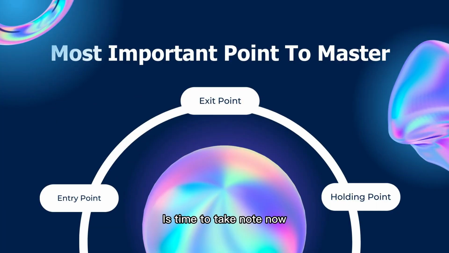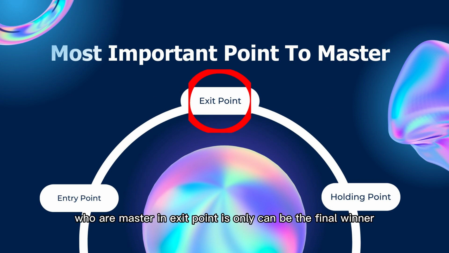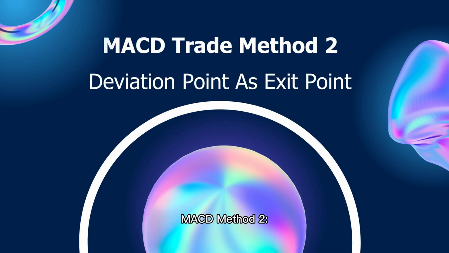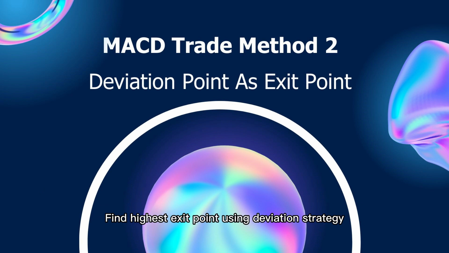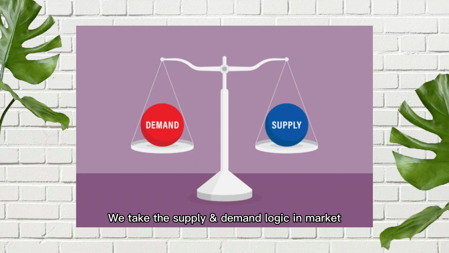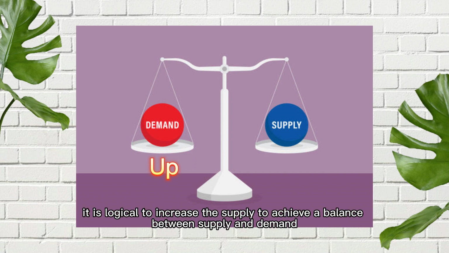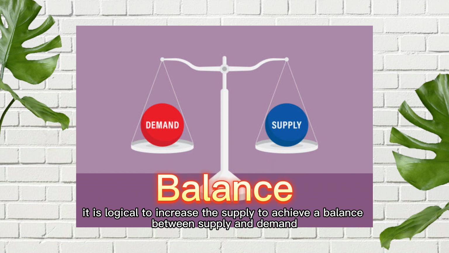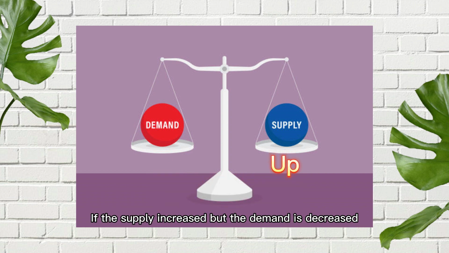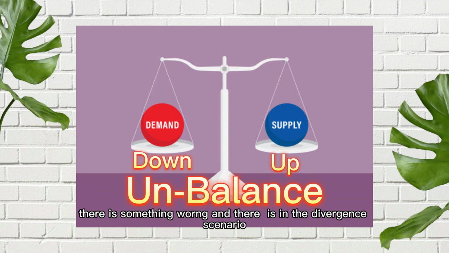If it is time to take notes, now is the time. The exit point is much more important than the entry point in trading. Those who master the exit point can be the final winners. MACD method 2. Find the highest exit point using divergence strategies. We take the supply and demand logic in the markets. If demand increases, it is logical to increase supply to achieve a balance between supply and demand. If supply increases but demand decreases, there is something wrong, and that is a divergence scenario.